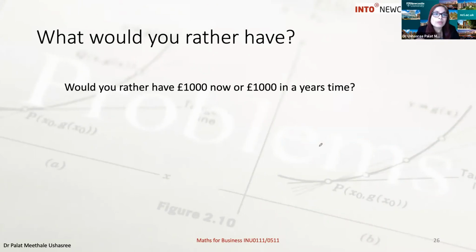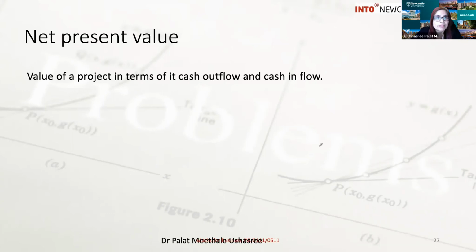I'm sure you would have chosen now, because obviously if you have the money now, you can use that money, invest it, and do something with it. You could earn a return on that money. Whereas getting £1,000 in a year's time, you will have an uncertainty in it, whether it will rise or not. This is why we have the net present value. Yeah, that's the importance of understanding the net present value. Okay, that's why we have net present value.